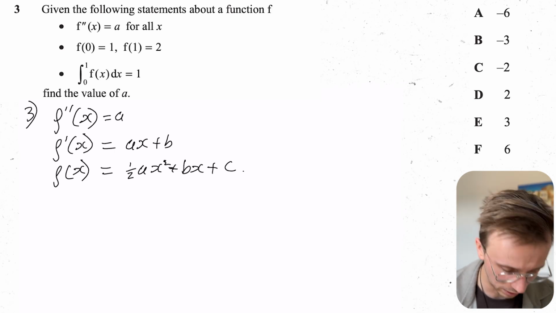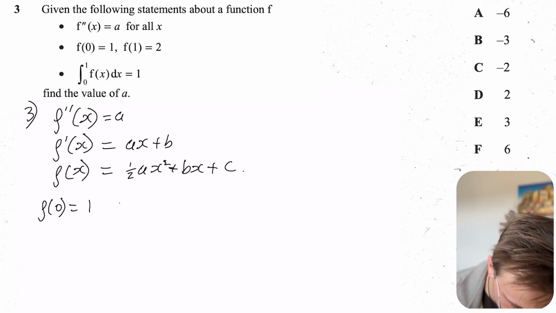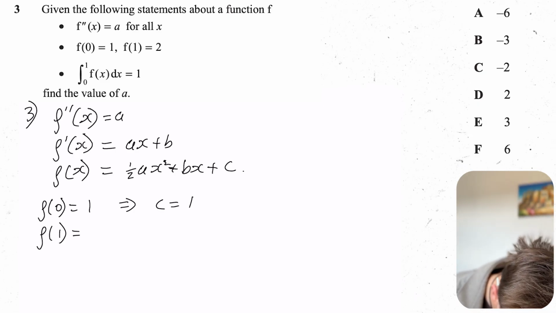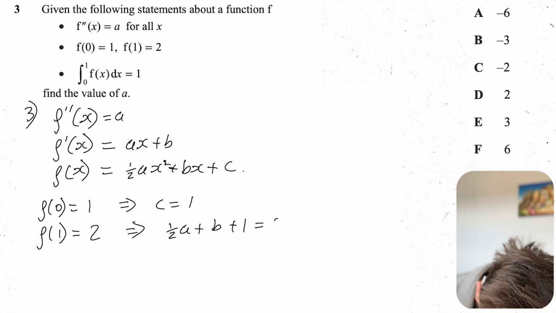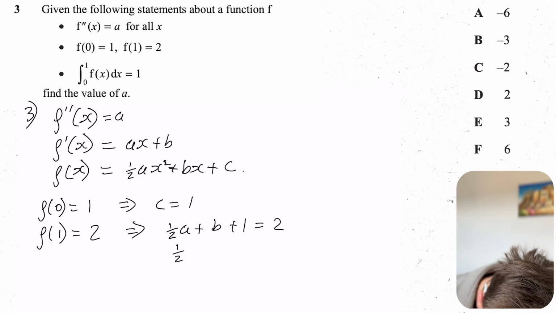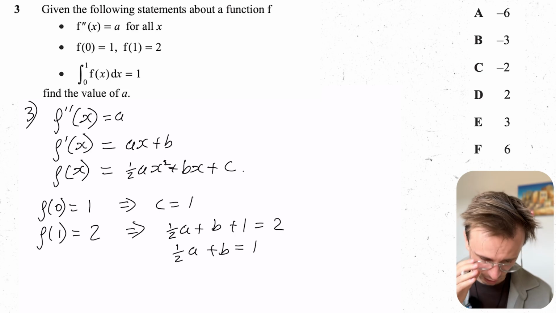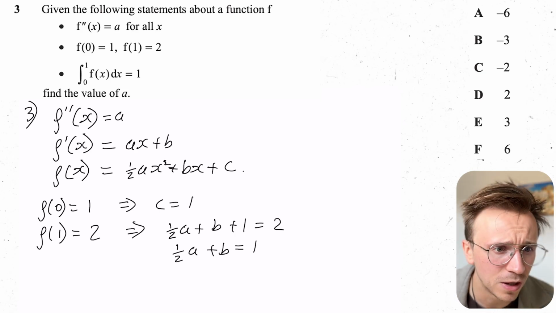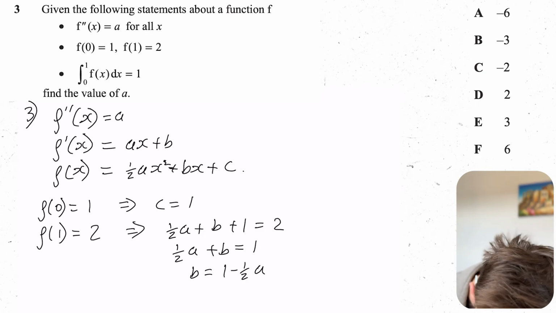And what do I know? I know f of 0 equals 1. That means that c must equal 1, and then f of 1 equals 2 implies that a half a plus b plus 1 equals 2, so therefore a half a plus b equals 1. What do I want to eliminate? I want to eliminate b because I only want a, so b equals 1 minus a half a.